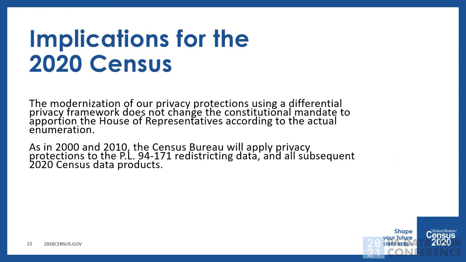The remaining data in our data products, including the data in the Public Law 94-171 redistricting data files, will have privacy protections applied to them as they have in prior censuses. Only this time around, the noise that we're injecting will be coming from our differentially private disclosure avoidance system rather than from the record swapping mechanism that we used for past censuses.